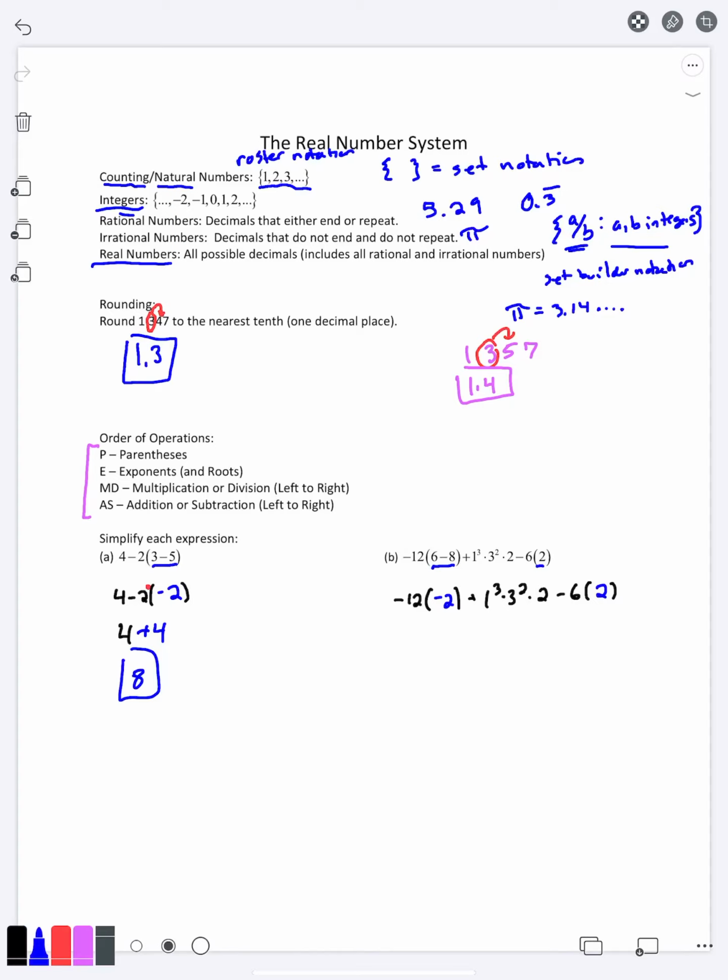Then the next thing I do is I look for exponents. I see 2 exponents, so I work my way left to right. 1 cubed is 1, 3 squared is 9. Copy everything else down here.